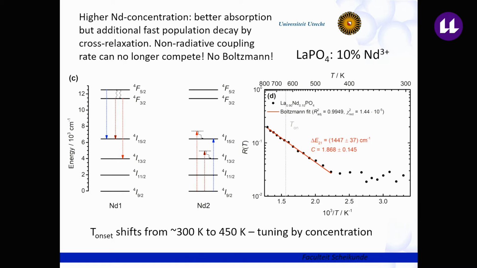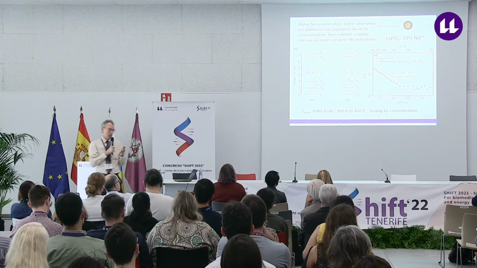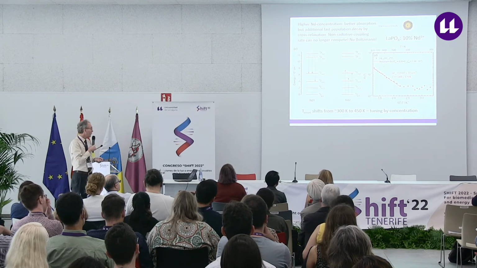The equilibration by the phonons stays the same. And that means that Boltzmann equilibrium sets in at a much higher temperature. Instead of room temperature, which you had for the 0.1%, it now sets in around 450 Kelvin. So important to realize that. Something to always check: what is the temperature range over which my Boltzmann equilibrium applies and where I can use my temperature sensor.